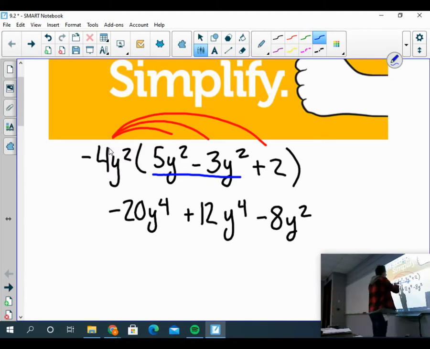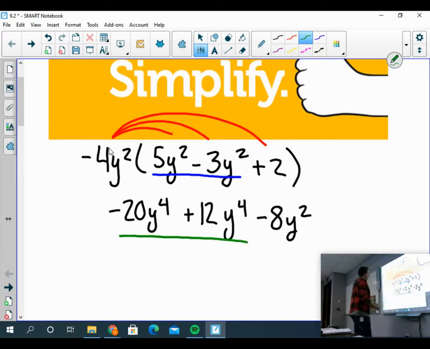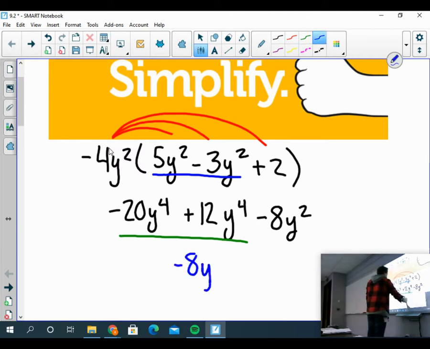Okay? So if you went ahead and combined 5y squared and minus 3y squared first, you'll still get the right answer after you distribute. Since I didn't combine them first, I'm going to combine them down here. Again, we have like bases, y to the fourth and y to the fourth. And so I can combine their coefficients. Negative 20 plus 12 gives me negative 8y to the fourth.